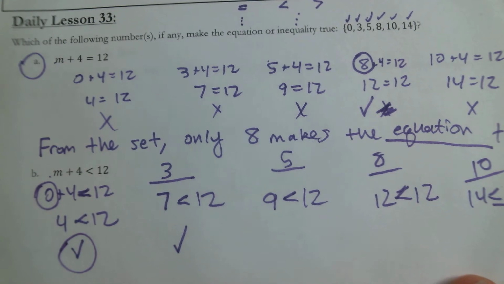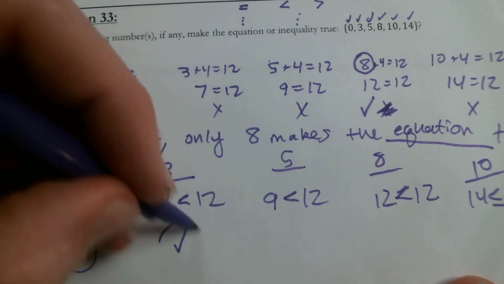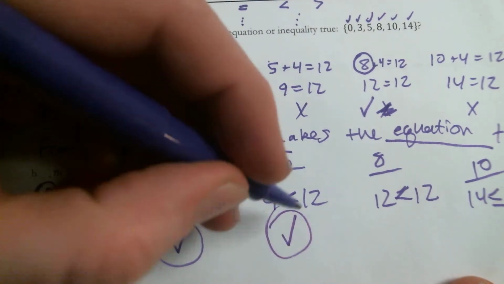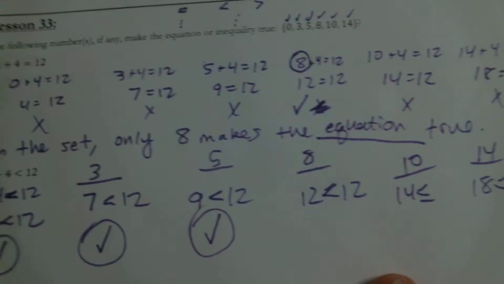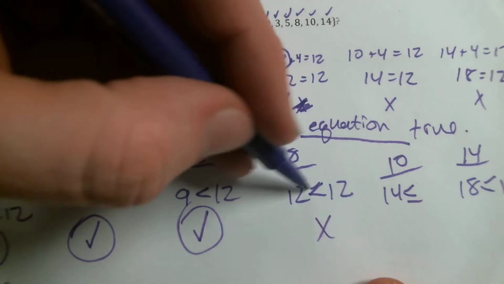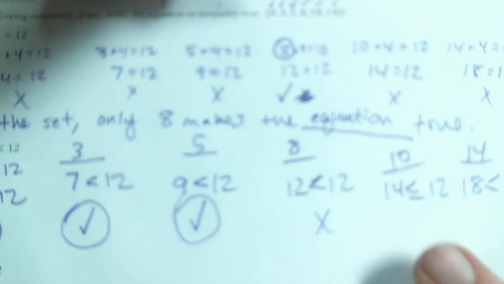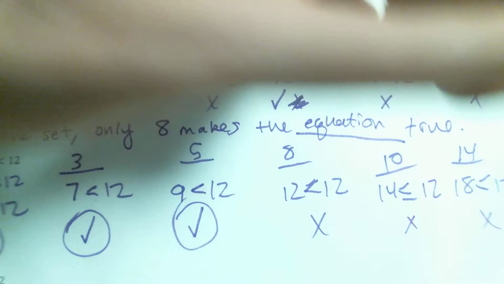So when it's 0, it works. 4 less than 12, that's true. 7 less than 12, that works. 9 is less than 12, this one works. 12 is less than 12, that's not true, doesn't work. These are equal. 12 is not less than, it's equal. So obviously here, this one's not true. 14 is not less than 12. 18 is not less than 12.